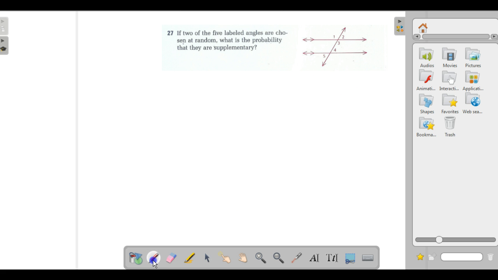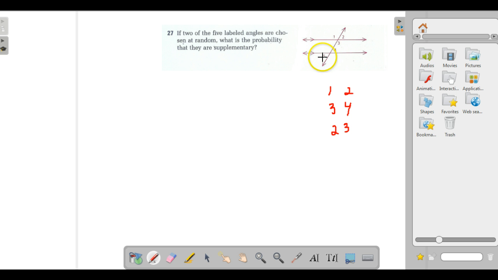Let's see. You've got 1 and 2. You've got 3 and 4. You've got 2 and 3. 1 and 2, 2 and 3, 3 and 4. And also, since 3 and 1 are vertical angles, well, we already did that one, so let's hold off on this side. Let's start to move over here.